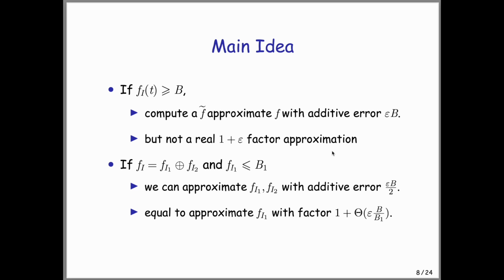And if we know that the value function of the entire set is a convolution of the value function of I1 and I2, and the contribution of I1 is at most B1, we can just approximate F_I1 and F_I2 with half of the total additive error. This means the approximation factor of F_I1 can be larger than 1 plus epsilon. By allowing a larger factor, we can rescale the profits and make the process faster.